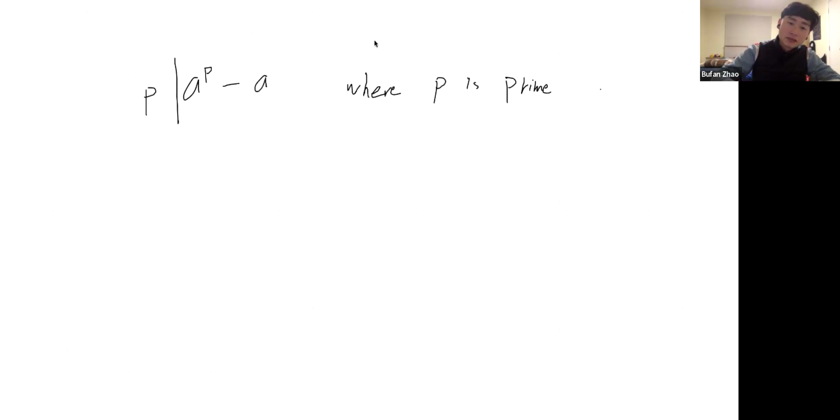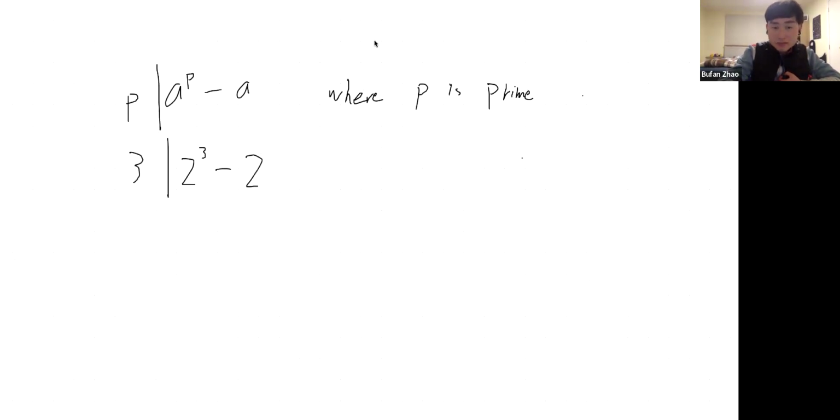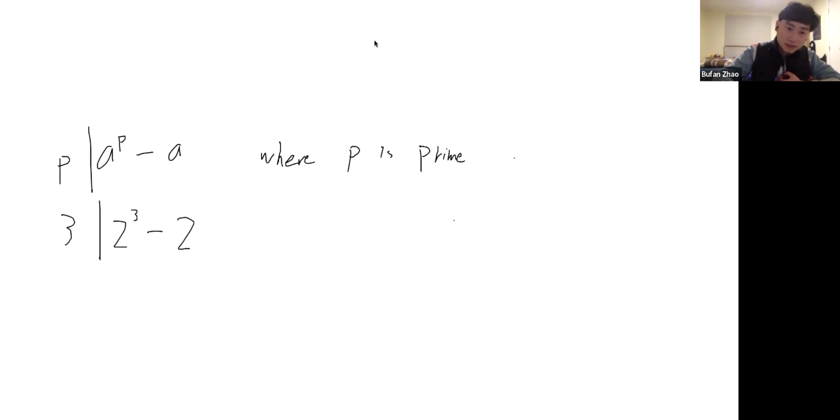Now, for example, you can calculate that. Can someone other than Jackie tell me what is 2 to the power of 3 minus 2? Thank you, Jordan. Yeah, so it's 6, and as we can see here, 6 divided by 3 is equal to 2, right? So 6 is divisible by 3. That's one example of Fermat's little theorem. So this is FLT, Fermat's little theorem.